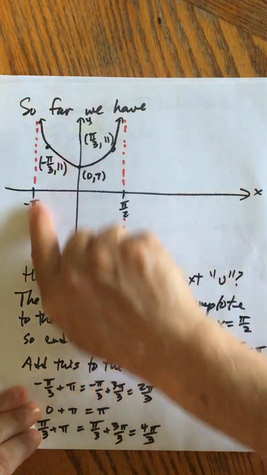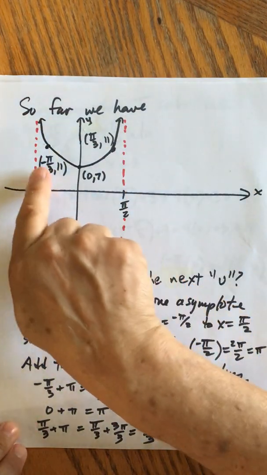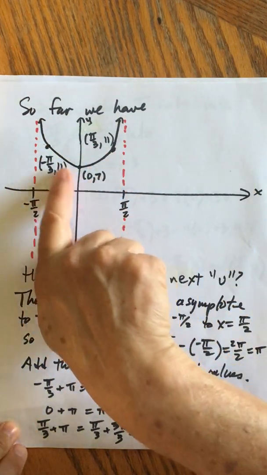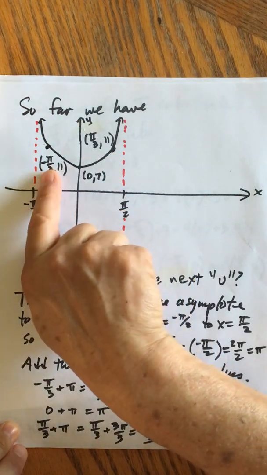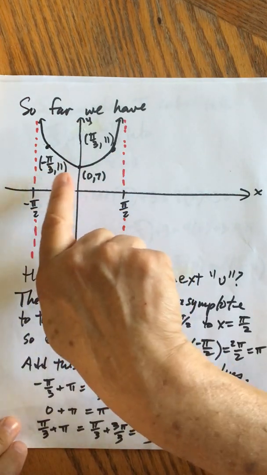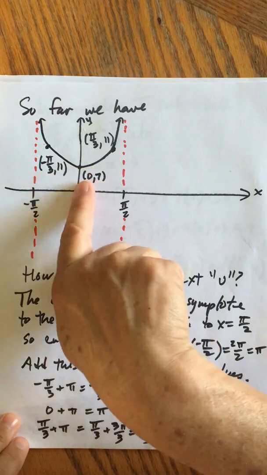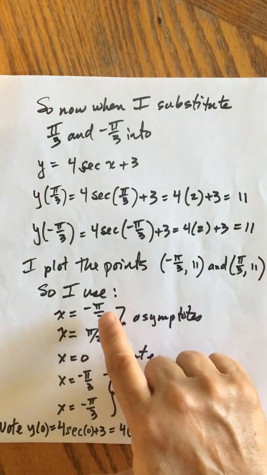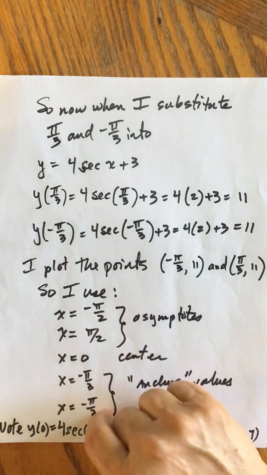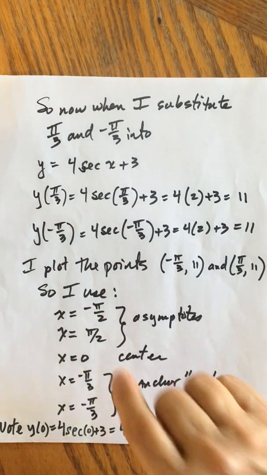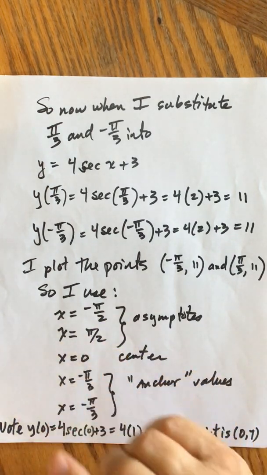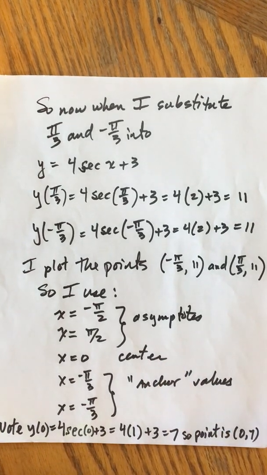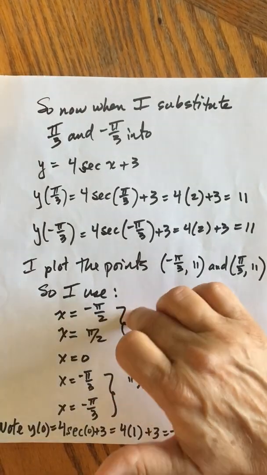But basically I have my asymptotes at negative pi over 2 and pi over 2. And now I just found my anchor values, the x values, and then plugged them in, got the y values. And so I'm plotting all these points. So in general, I think this is enough. The anchor values, of course, are going to be your asymptotes. You always got to have your asymptotes, negative pi over 2 and pi over 2. So I figure out what x value will give me negative pi over 2 and pi over 2.